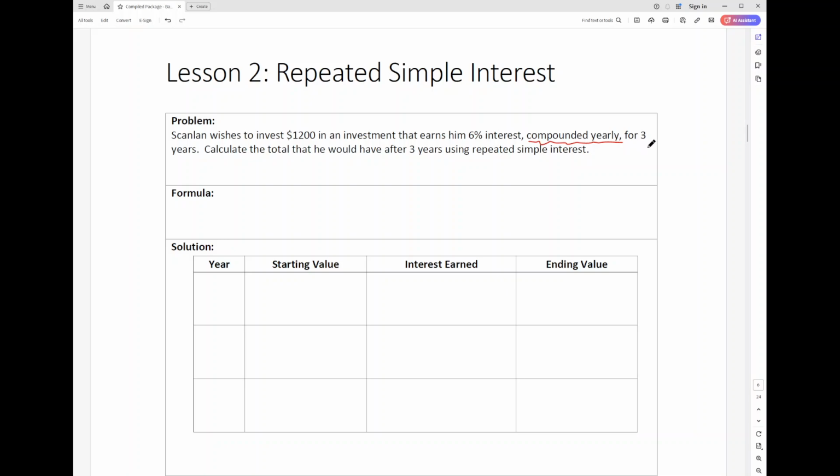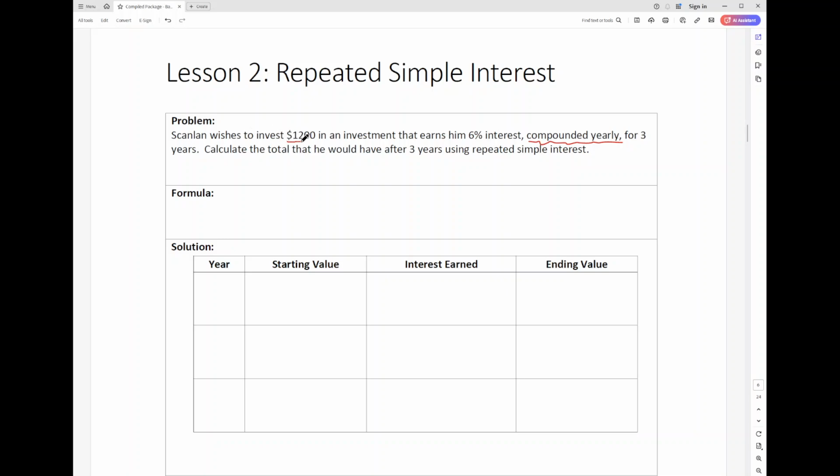For 3 years here, calculate the total that he would have after 3 years using repeated simple interest, which is going to be the same as compounding our interest, compounded yearly. If something is compounded, it means it's being done multiple times. If you have a compound fracture, that means you're fractured in multiple places. So anyways, we'll break this question down.